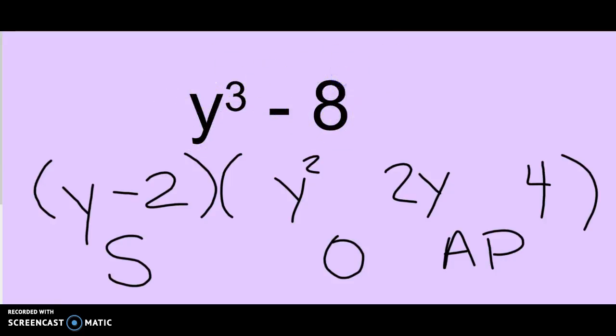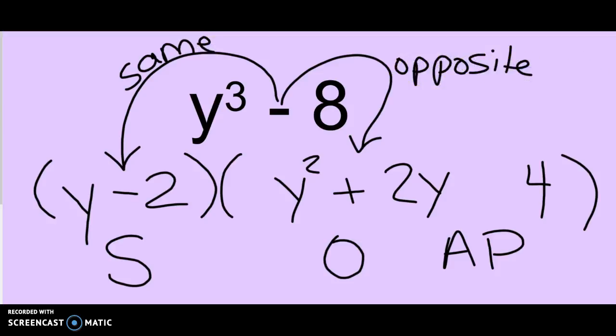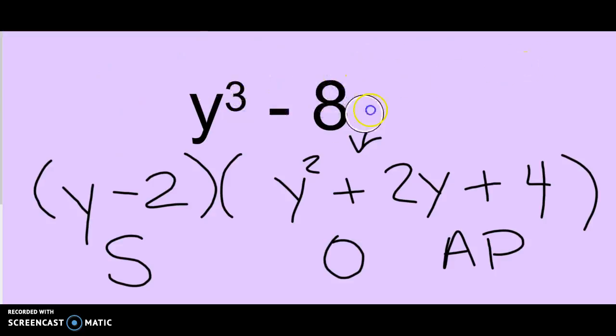All right, so S stands for same. So we are going to take the same sign we have here. O stands for opposite. So we're going to take the opposite sign that we have and put a plus sign. All right, so we did same here, we did opposite here, and then AP stands for always positive, and you're done.